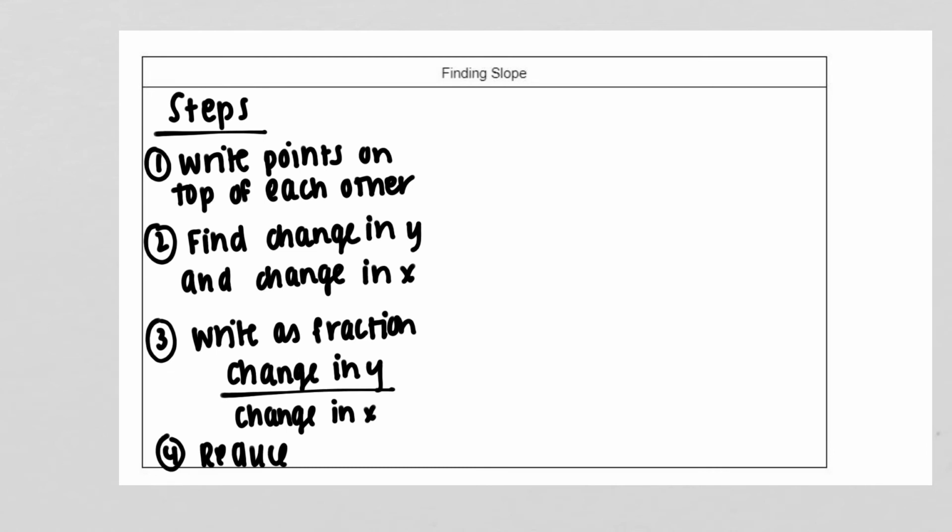The next topic we're going to cover is finding slope. I'm going to give you some steps. You're going to copy those down, and then we're going to do 2 examples together. So you're going to have 4 steps with slope.